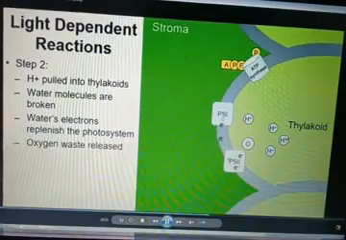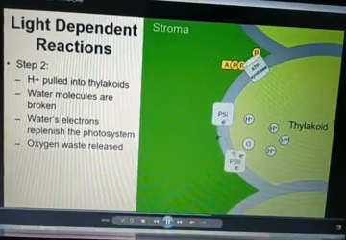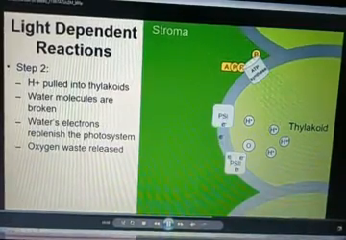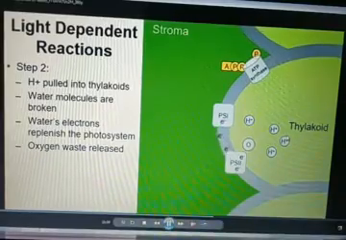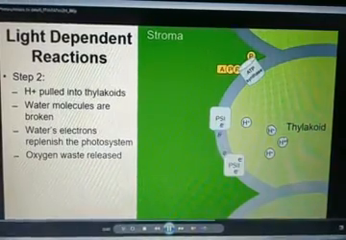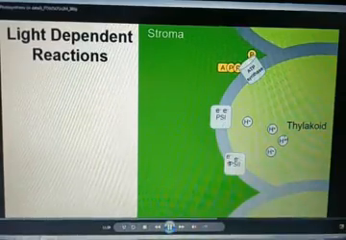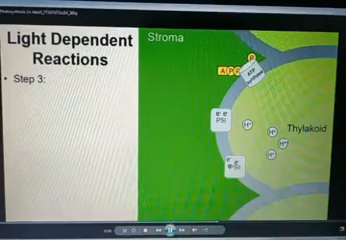Also now the oxygen, you can see O, oxygen of the water, it will bond with another oxygen to form O2. The oxygen that we breathe used to be attached to water, so it comes from water. Now we can move on to the next step.